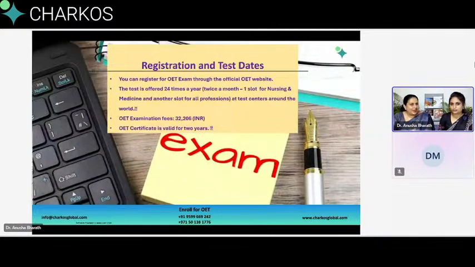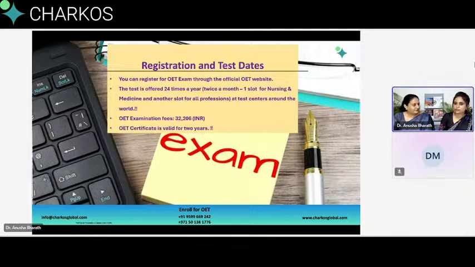Well, how to book an exam? You see, you can register for the OET exam through the OET official website. You require a few documents like your passport, and the other criteria are stated on the website as well. The test is offered twice a month. One slot is for nursing and medicine, and another slot is for all professions.